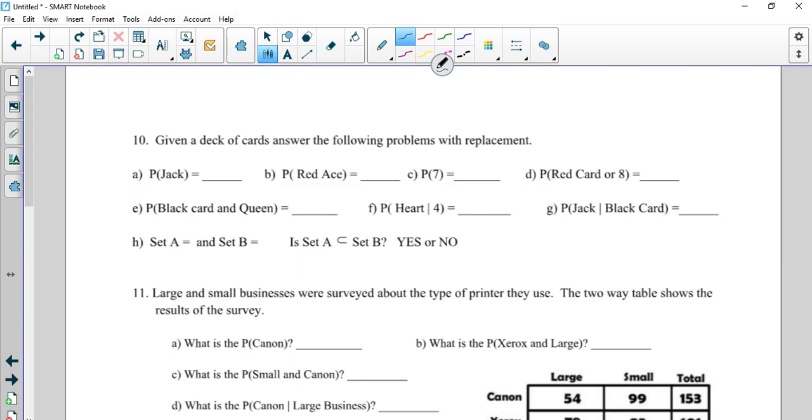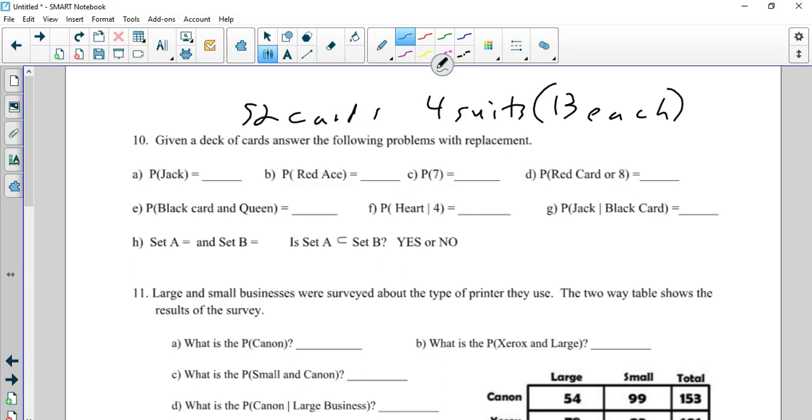Number 10. So remember, a deck of cards has 52 cards, 4 suits, 13 each. So probability of a jack, well, there's 4 jacks in a deck of cards, or there's 1 in each suit. Those are the same, either answer is fine. The probability of a red ace, well, there's hearts and diamonds, so there's 2 out of 52, which reduces to 1 out of 26. Either answer is fine. You don't have to reduce.